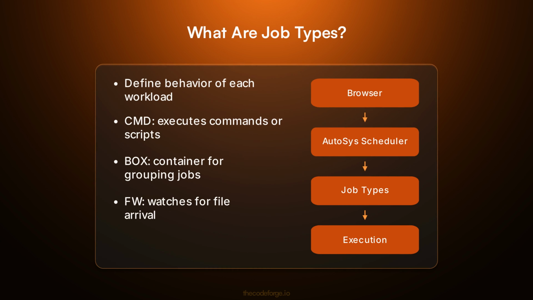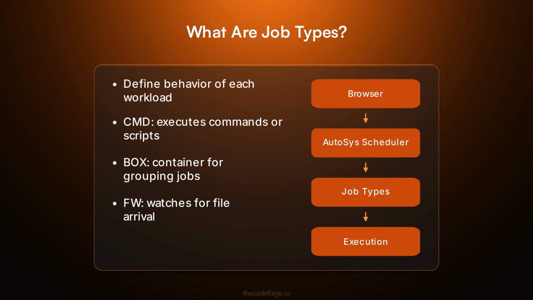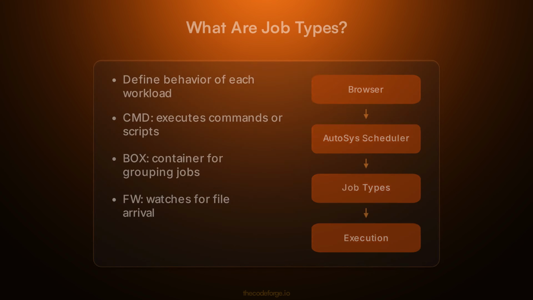failure. AutoSys job types define the behavior and execution model of each workload unit. CMD jobs run commands, box jobs group other jobs, and file watcher jobs trigger on file arrival. Choosing the right type is critical for reliable automation.